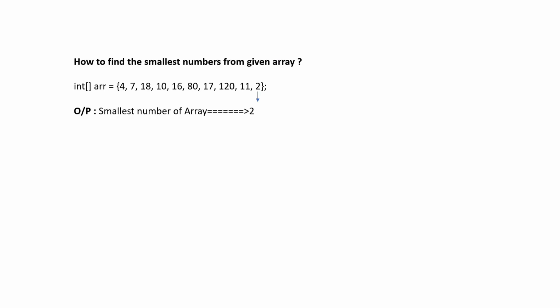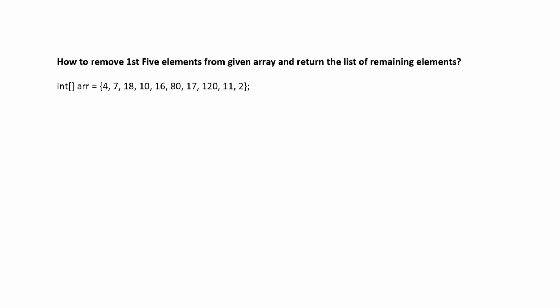Next, jump to the next question. How to remove the first 5 elements from the given array and return the list of remaining elements? So the question complexity is getting increased. Here we need to remove the first 5 elements and return the list of remaining elements. At the time of explaining intermediate operations, there is a skip method. With the help of skip we can remove a certain number of elements from the given array.